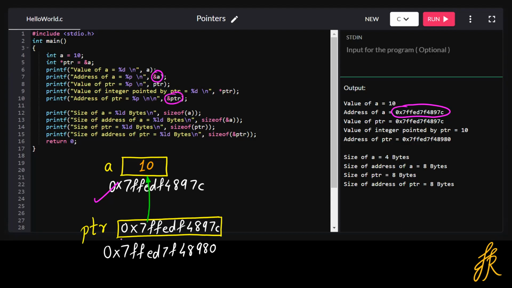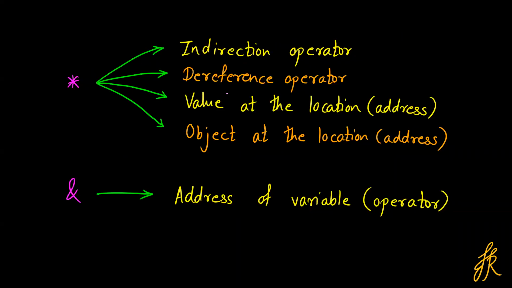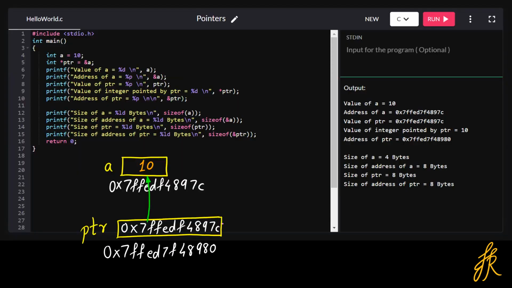And PTR, address of PTR, this one. See, this is address of PTR. Now for a pointer variable, star PTR will give this 10. So if you observe this, star PTR, see, value of integer pointed by PTR, 10. So we are trying to dereference it. That is why it is also called the dereference operator, or value at the location. Value at the location. So this particular location is 10.